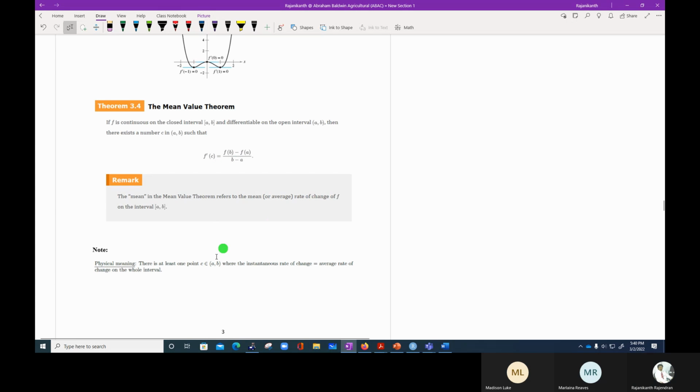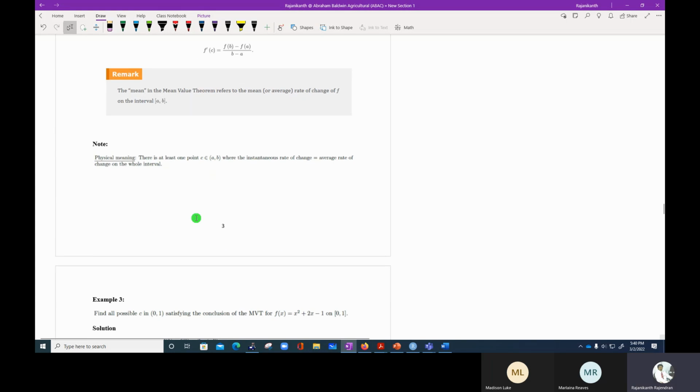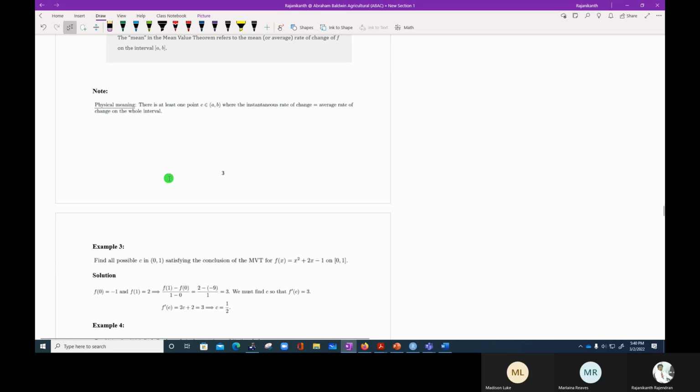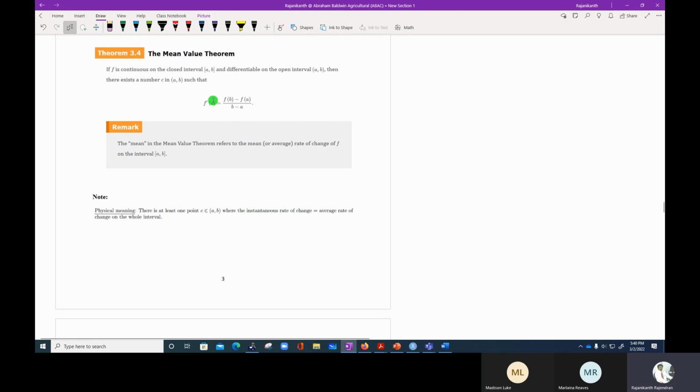Let's see. Okay, that is here. The physical meaning: there is at least one point you will find inside the open interval such that the instantaneous rate, meaning the derivative, is equal to the average rate. So this is the average rate, this is the instantaneous rate. Okay, all the time equal.